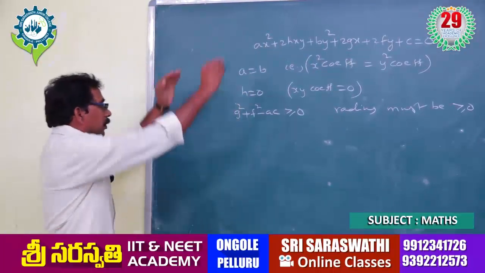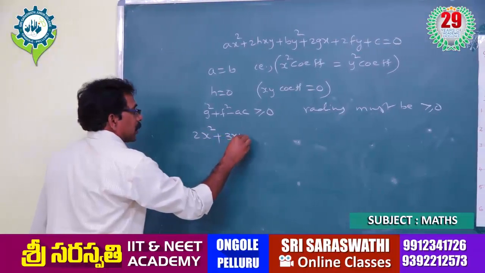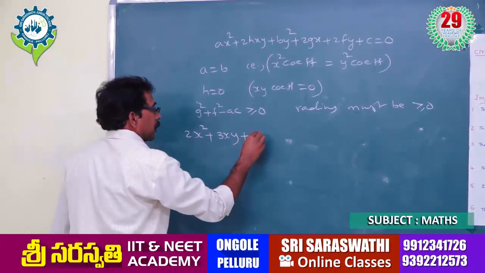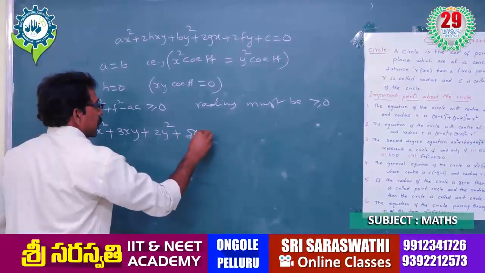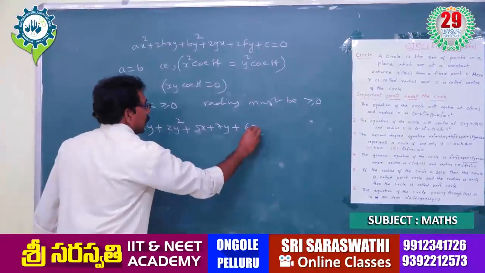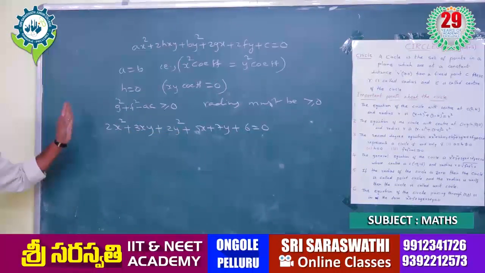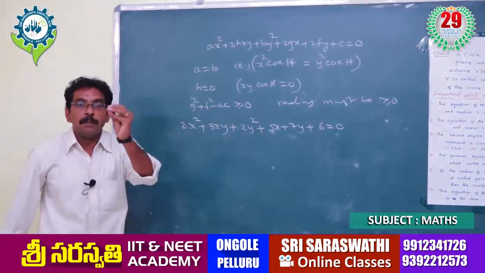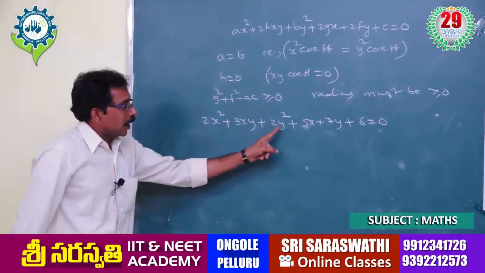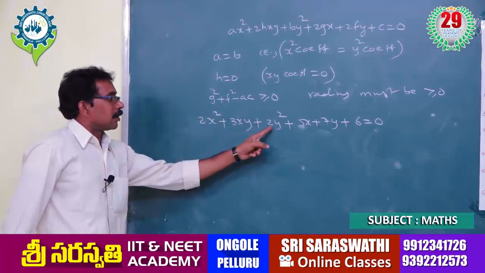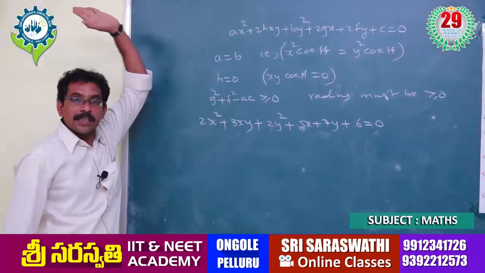For example, 2x square plus 3xy plus 2y square plus 5x plus 7y plus 6 is equal to 0. This is a second degree equation. This equation becomes a circle if the x square coefficient and y square coefficient are equal. Here the x square coefficient is 2, the y square coefficient is 2. So point number 1 is satisfied.